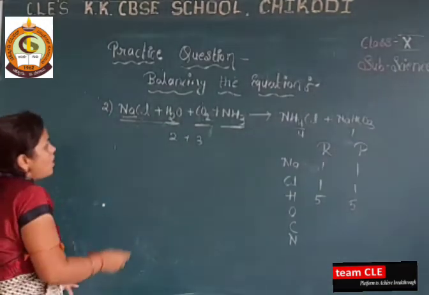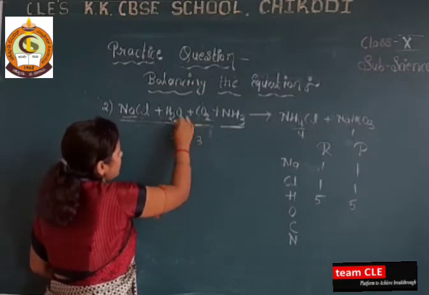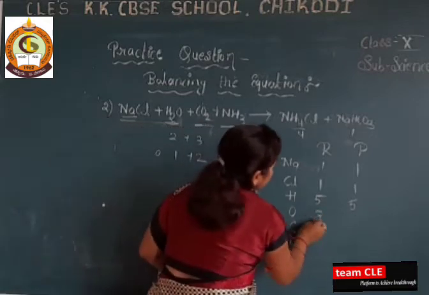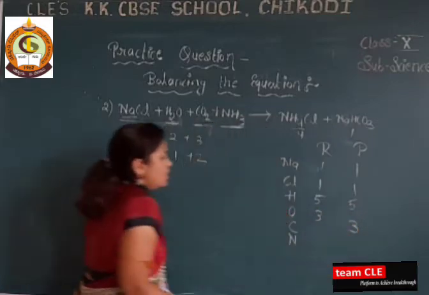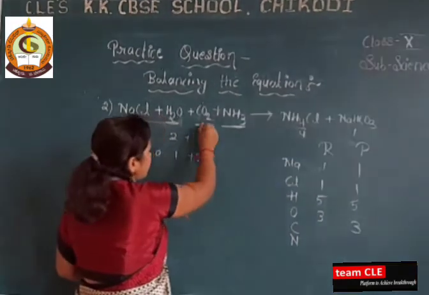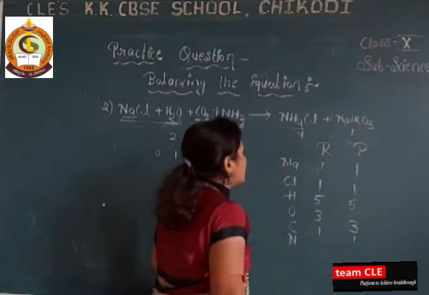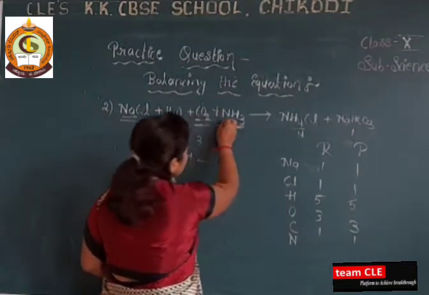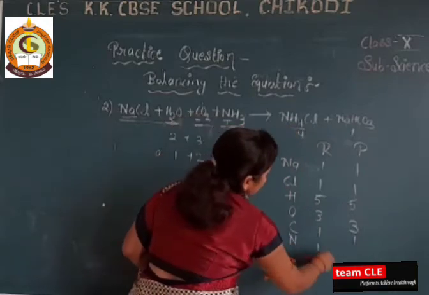Hydrogen is 5. Oxygen is 1 plus 2. So how many oxygens are there? 3. Are these oxygens balanced? Yes, only 3 oxygens are there. Here again oxygen is 3. No need to touch anything. Carbon is only 1, here also carbon is only 1. Nitrogen: how many nitrogens are there? Only 1. So nitrogen is 1.